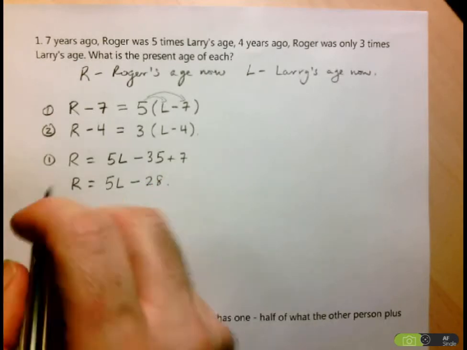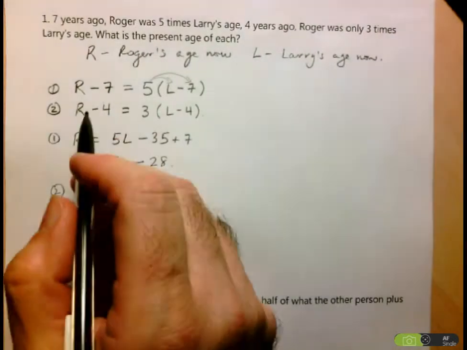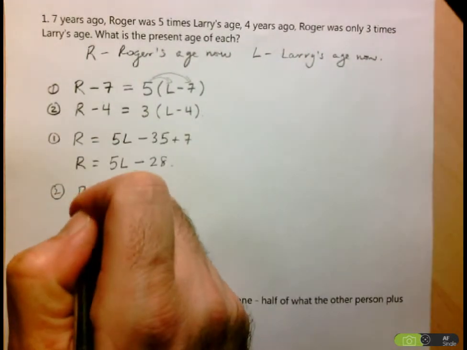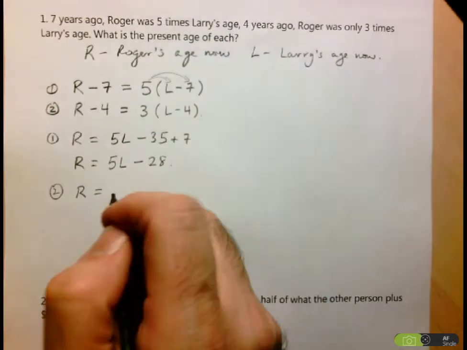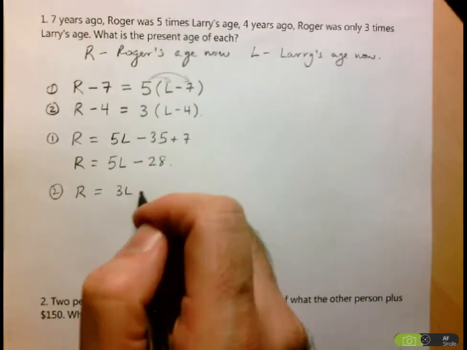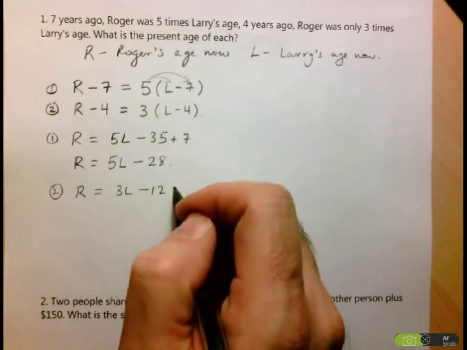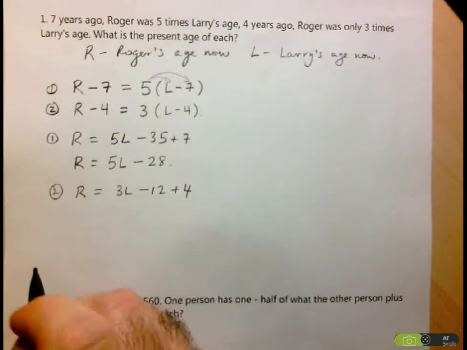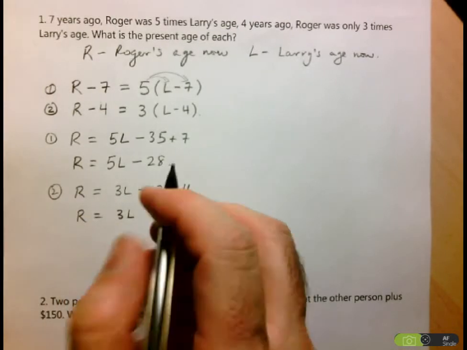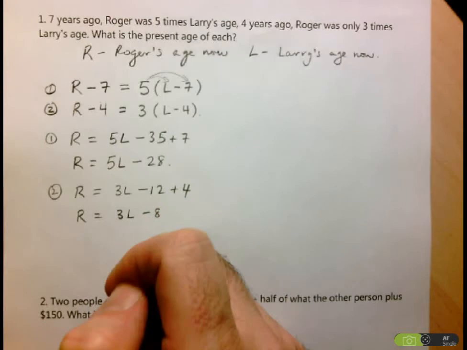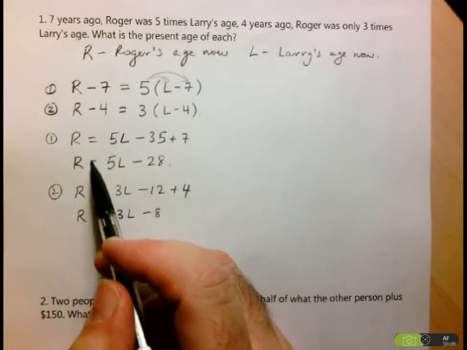Let's do the same thing with the second equation. I'm going to keep R on the left hand side. Here I'm going to distribute, so 3 times L, 3L, 3 times negative 4, minus 12. And then this minus 4, bring it to the other side, becomes plus 4. And so this equation here is 3L, negative 12 plus 4 is minus 8. So these are the equations I'm going to work with.